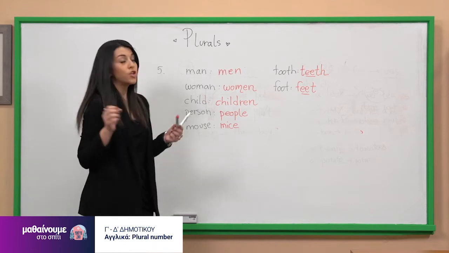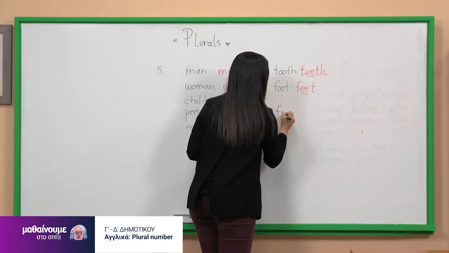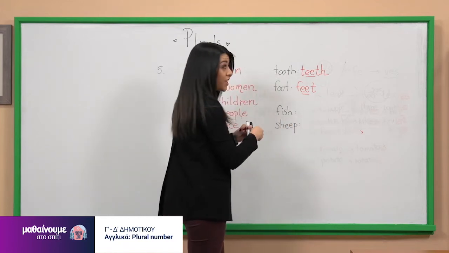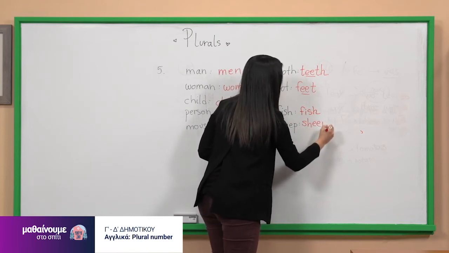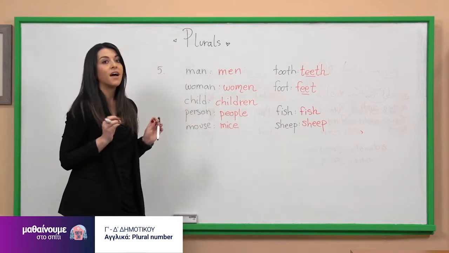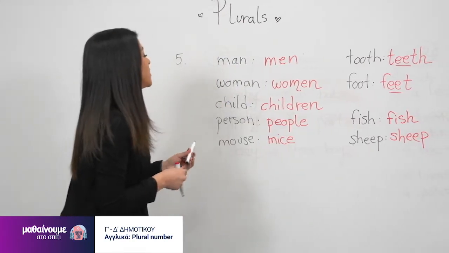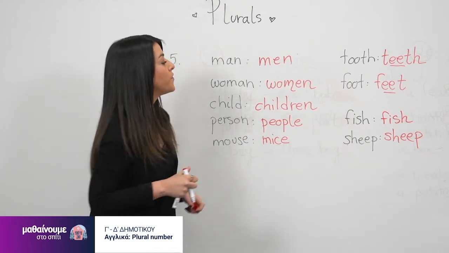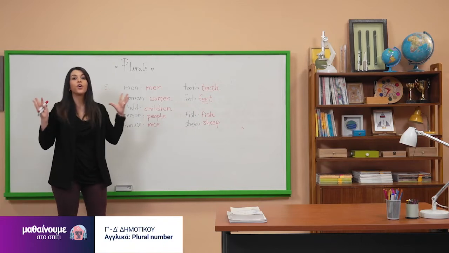Okay? And then 2 stay the same, exactly the same. These are fish, το ψάρι, and sheep, το πρόβατο. Fish becomes fish, and sheep becomes sheep. So, υπάρχουν και κάποια άλλα, αλλά δεν θα τα μάθουμε τώρα, δεν είναι σημαντικά. Αυτά είναι τα πιο βασικά, the most important ones. So, we have man, men, woman, women, child, children, person, people, mouse, mice, tooth, teeth, foot, feet, and then the same: fish, fish, sheep, and sheep. So, these are all the rules.